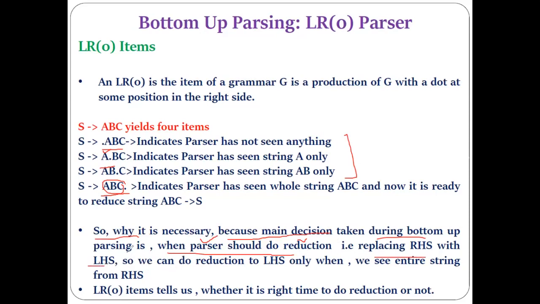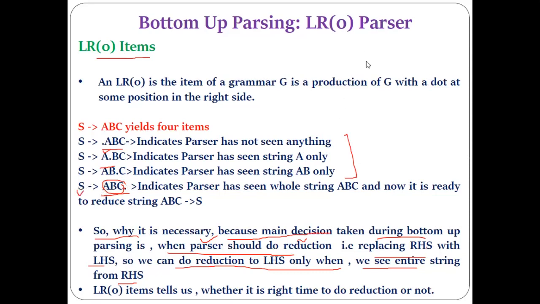Using the LR0 items, we can do the reduction to the LHS only when the parser sees the entire string from the right hand side. And that indication that the parser has seen the entire string from the right hand side is given by whom? That indication is given by the LR0 items, meaning this dot. This dot indicates the parser has seen everything from the RHS. Now, if the parser has seen everything from the RHS, it means the reduction can be done, that is, this ABC can be replaced by S.